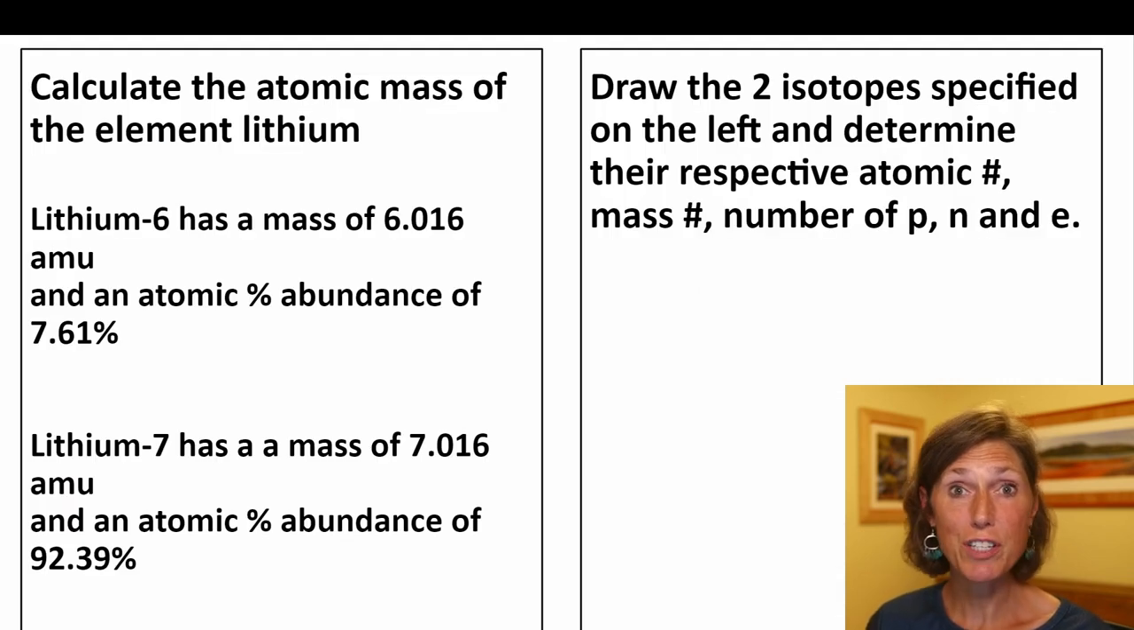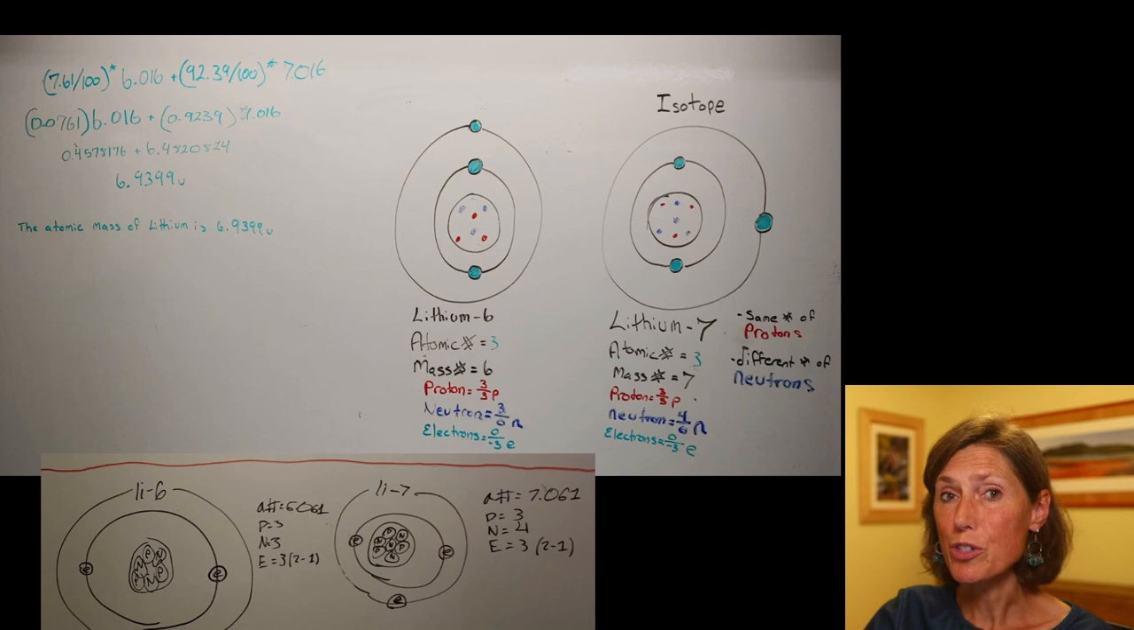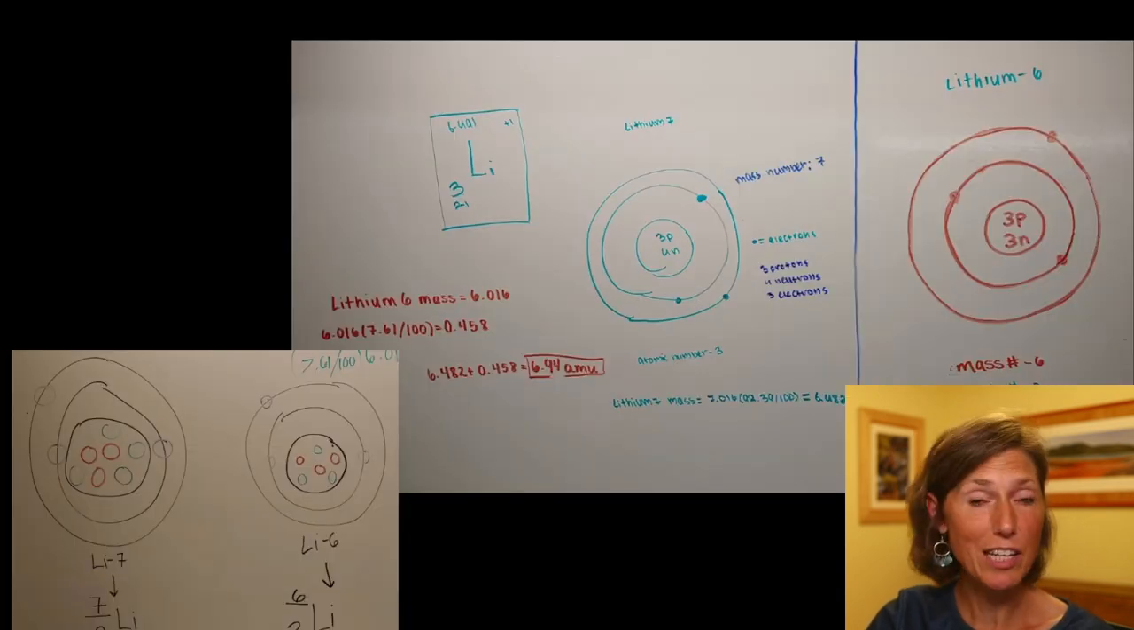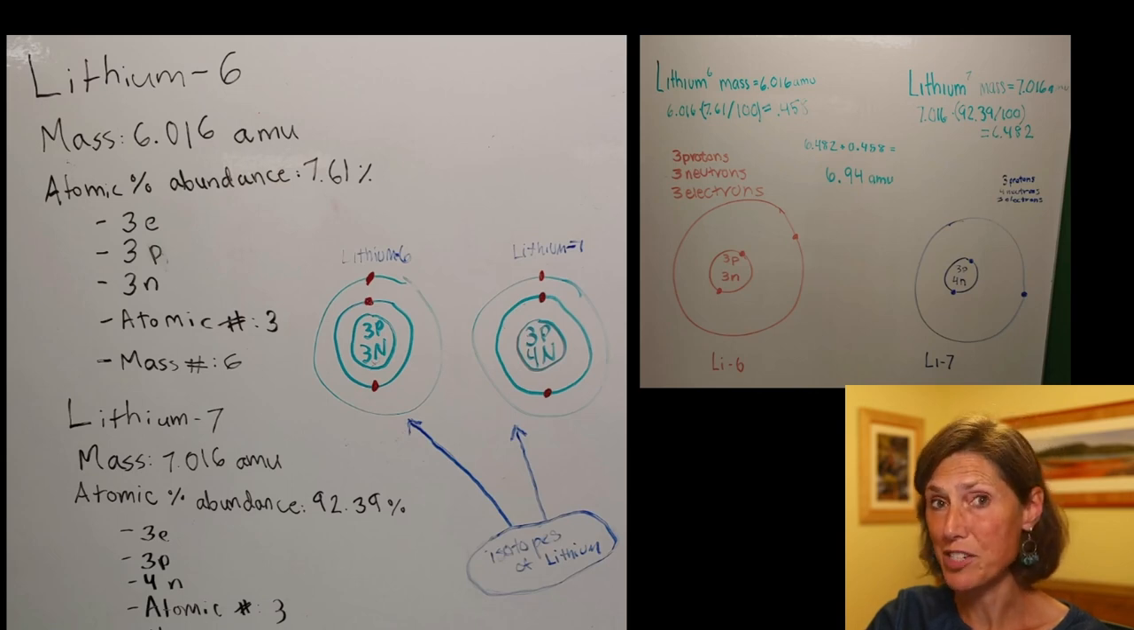Upon completion of the atomic mass of beanium lab, I have my students answer the following few questions. One of them concerns the element lithium, and the second question involves the modeling of the two lithium isotopes. What you're seeing here are my student models and calculations that reflect what they've learned from the beanium lab, involving lithium-6 and lithium-7, each containing 3 protons, but a different number of neutrons in their nucleus.